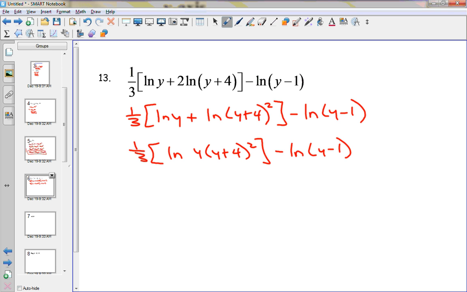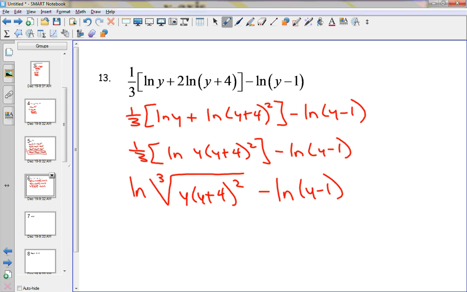Married in by multiplication because they're attached by addition. Now, can I do anything else in the brackets? No. So what does that 1/3 become? An exponent, which is actually the cube root. So that's going to be the natural log of the cube root of this whole chunk here, minus the natural log of y minus 1.